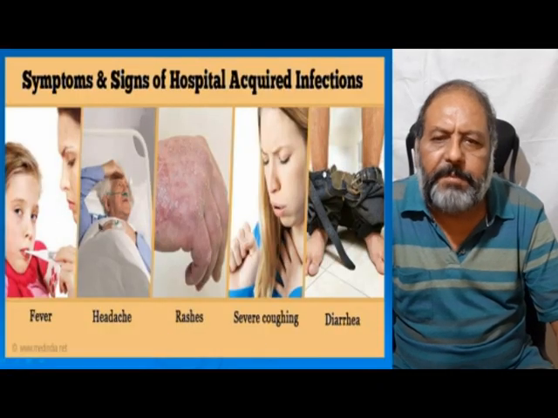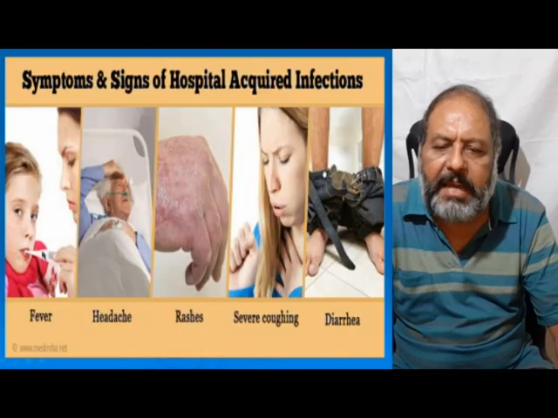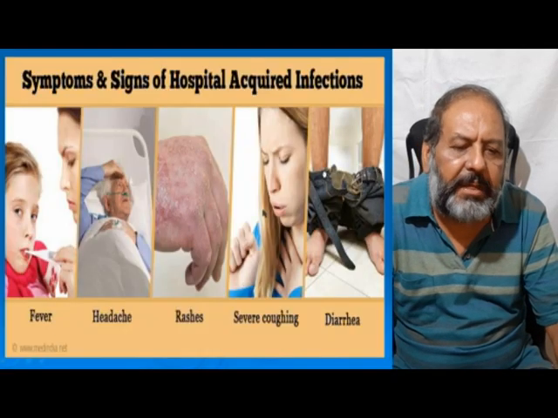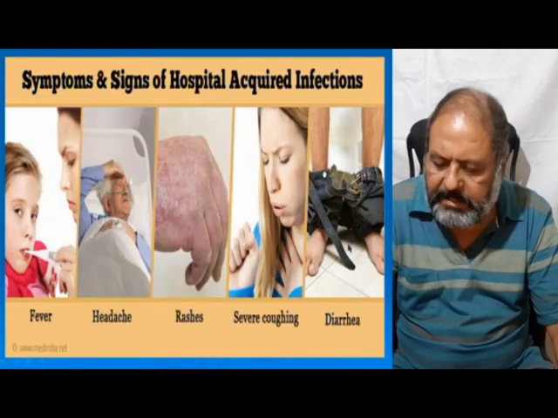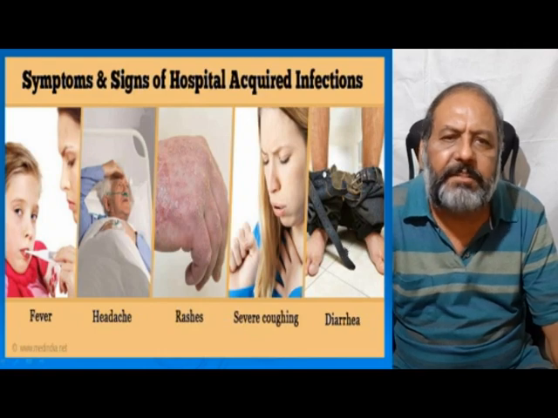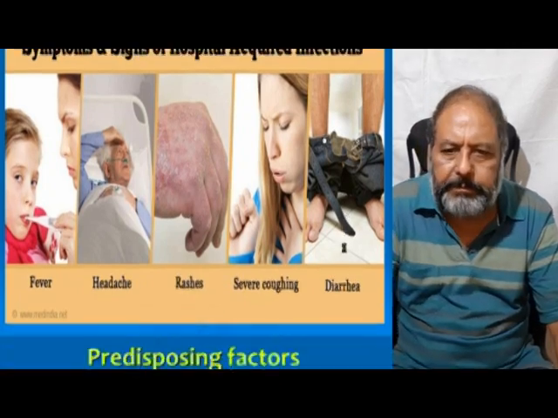Now, here are the symptoms and signs of hospital-acquired infection. One can have fever, headache, rashes, severe coughing, and diarrhea. These are all the different systems which are involved, causing the symptoms according to the system involved.